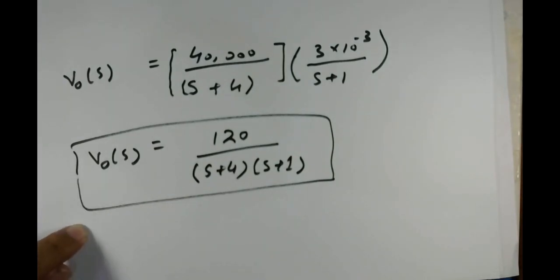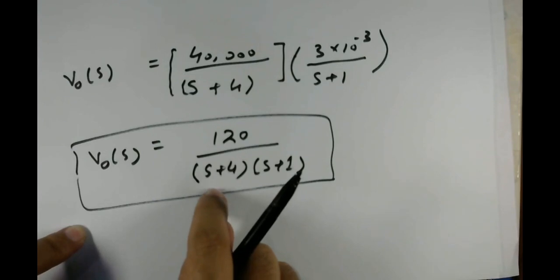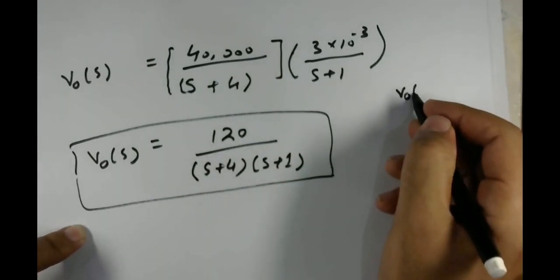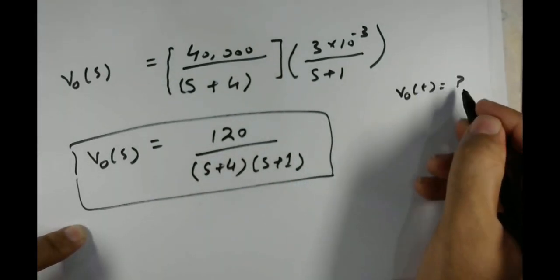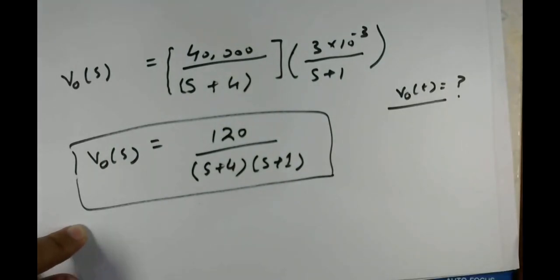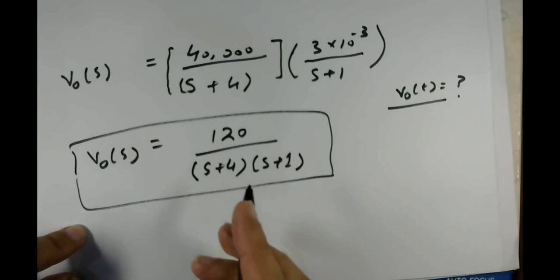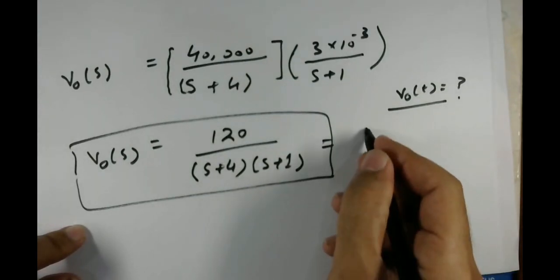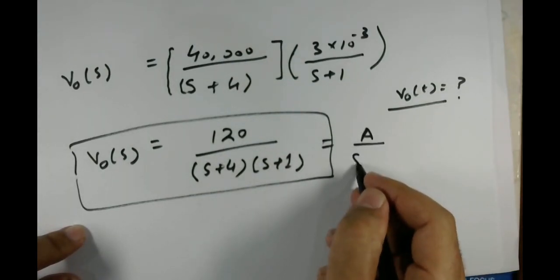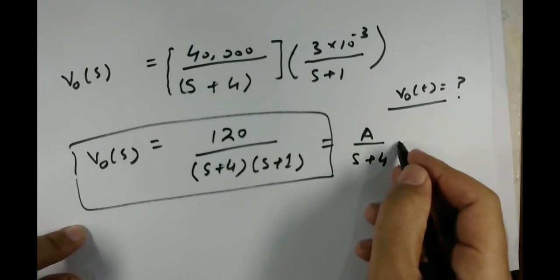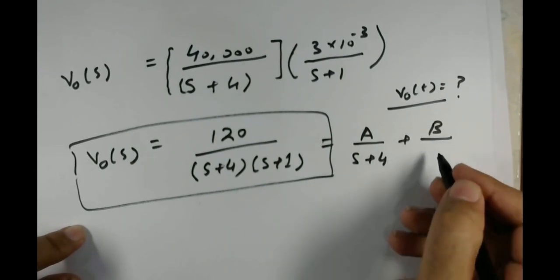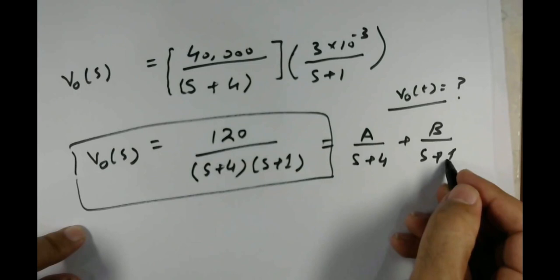And what do we need to find? We need to find the result in the time domain. That is, we need to find V of t, because our circuit given was in the time domain. So what can we do here? We can simply use partial fractions and find the values of A and B. So this becomes A divided by S plus 4 plus B divided by S plus 1.